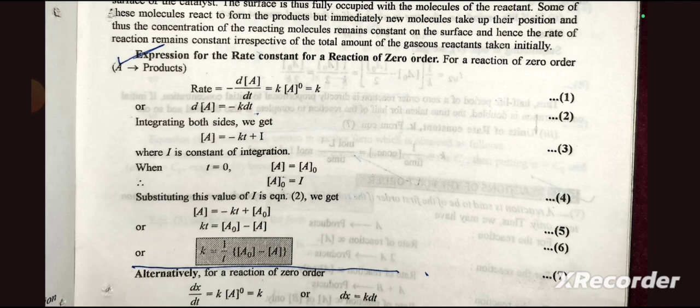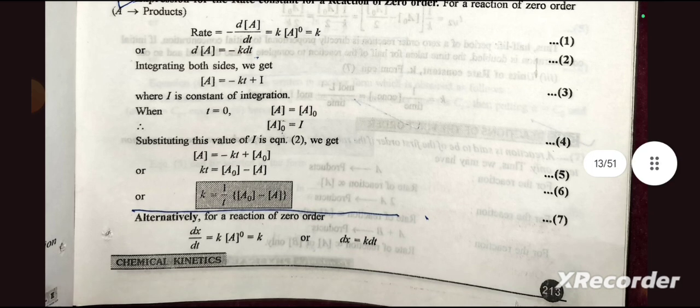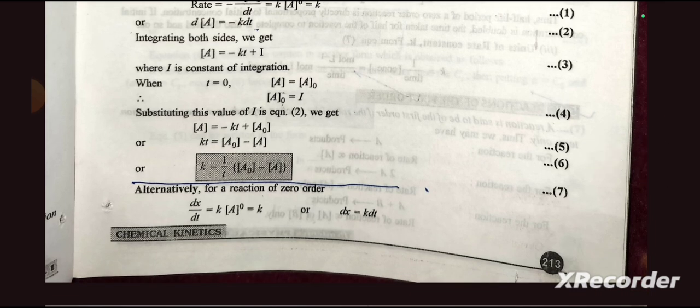Expression for the rate constant for a reaction of zero order. For a reaction of zero order, A gives product. Rate is equal to minus dA by dt is equal to k A naught, which is equal to k, or dA is equal to minus k dt. Integrating both sides, we get A is equal to minus kt plus I, where I is the constant of integration.